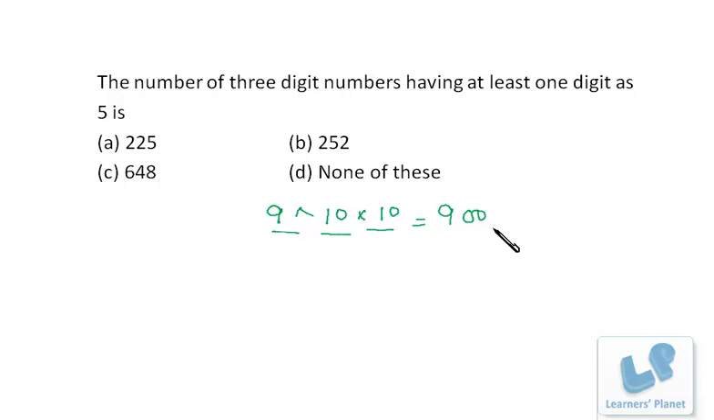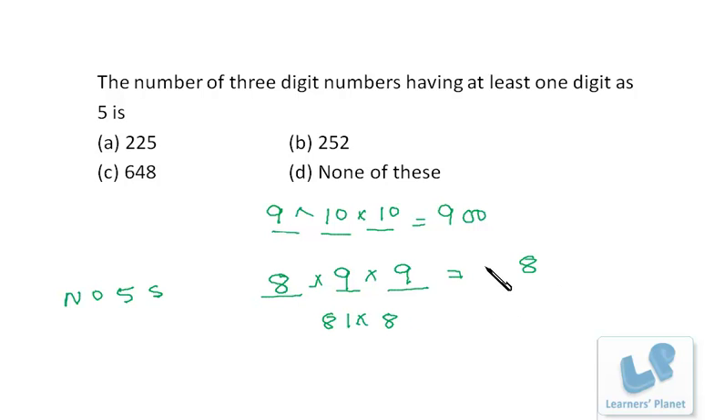Now I take, there is no 5 at all. So how many numbers are there with no 5s? For the first place I have in all 10 choices, but 0 and 5 cannot come, so I have 8 choices. For the second place I have 10 choices, but 5 cannot come, so I have 9 choices. For the third place I have 10 choices, but 5 cannot come, so I have 9 choices. So it's 9 into 9 into 8, that is 81 into 8.